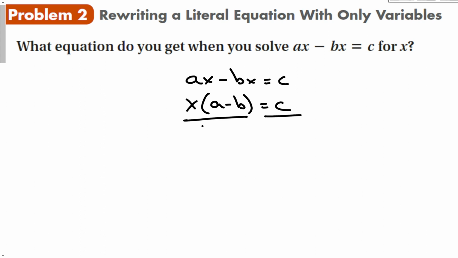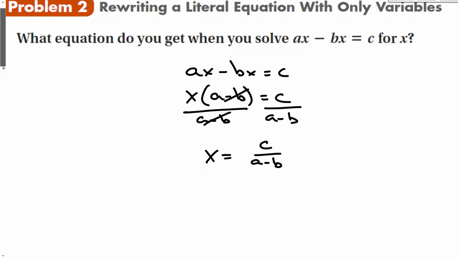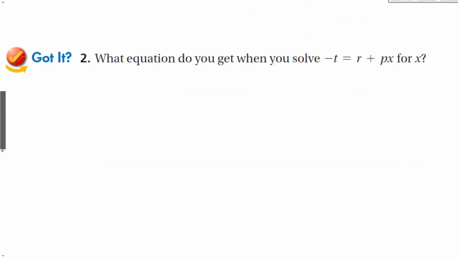To get x by itself, we're going to divide everything by a minus b, which cancels. So my x is going to equal c over a minus b. And we're going to assume in this question that a minus b is not equal to 0. That's what we said on the previous page. Okay? Let's try a got it problem.